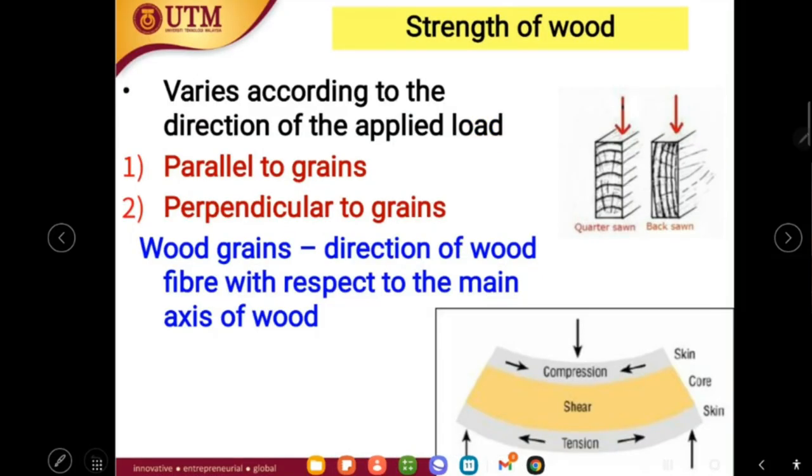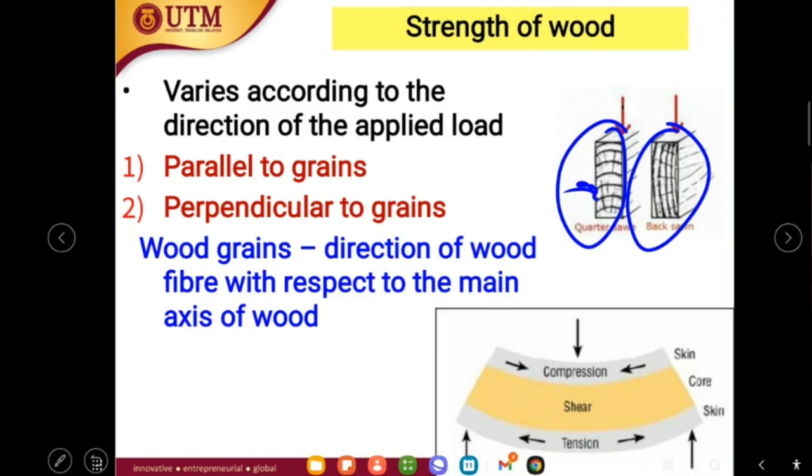The strength of wood, be it tensile, compressive, flexural, or shear, can vary according to the direction of the applied load. Take for example this quarter sawn and this back sawn of the wood. You will have different directions of the grain, and the directions of the applied load will also be affected by this. In general, we say parallel to the grains and perpendicular to the grains.